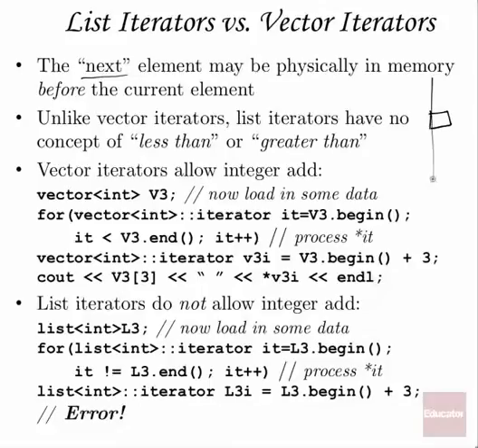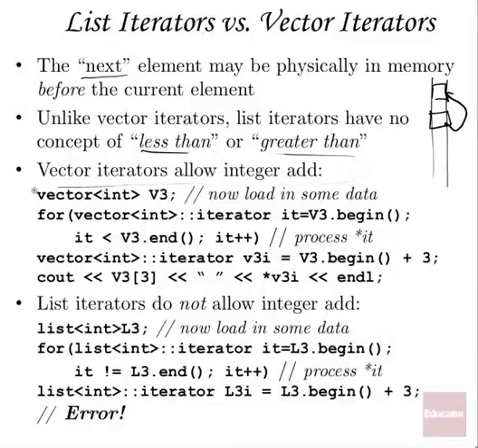Let's draw a real quick memory grid here. This guy's next might actually be above it. So you can't say this address plus 7 is the next link. It doesn't work that way. So you don't have a less than or greater than concept, which bugs me personally, but you don't have to worry about that. Vector iterators allow integer add. There is a less than, there's a greater than type of thing.